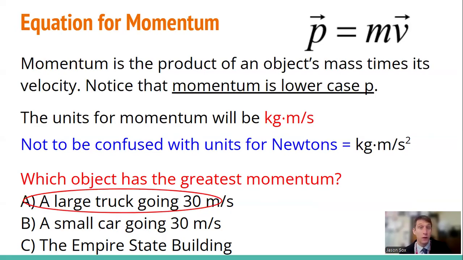And so in this case, the large truck we'll assume has a heavier mass than the small car. If they're both traveling at 30 meters per second, which one would hurt worse if you got hit by them?